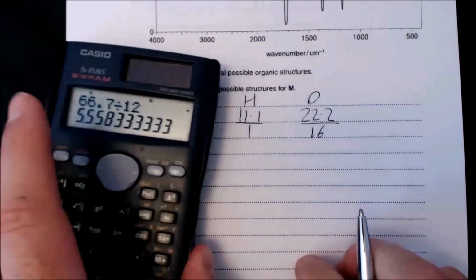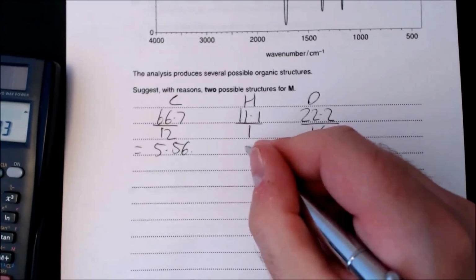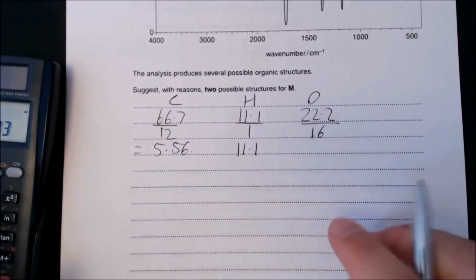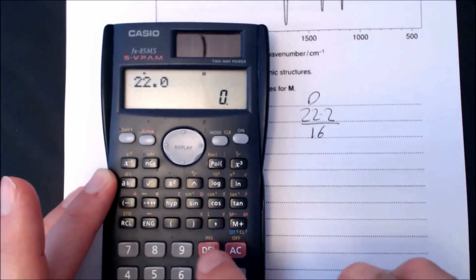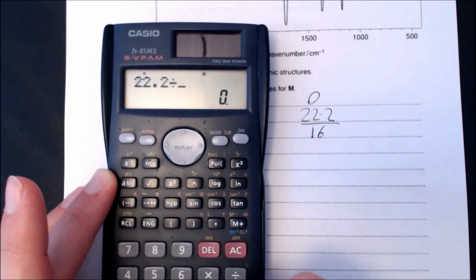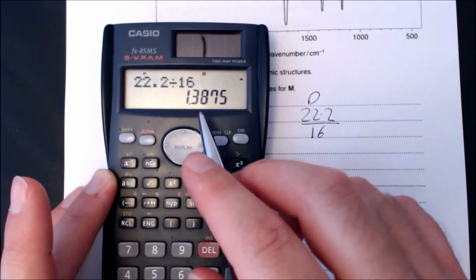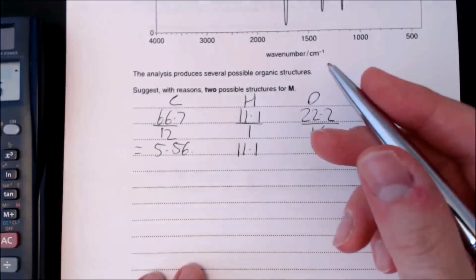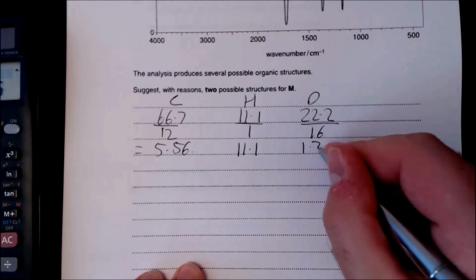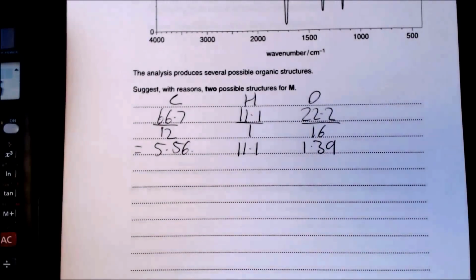Okay, and so if we do the rest for the rest of them, obviously 11.1 divided by 1 is just 11.1. And then if we do 0.2, divide that by 16, and that should give us 1.38, or around that, it's 1.39. So we're going to put 1.39, which goes on there.